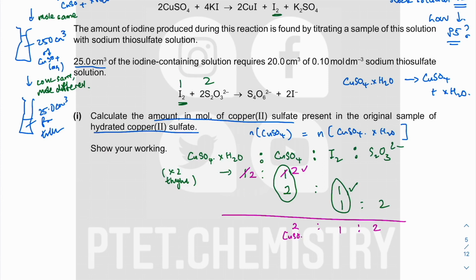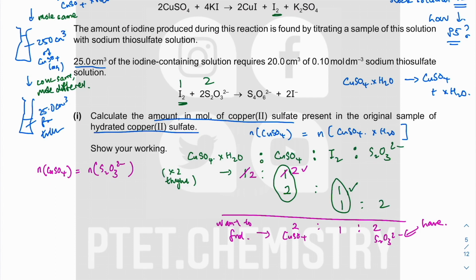Copper 2 sulfate and S2O3 2 minus. This is what we have. This is 1 to find. Okay, you can read the question and see what you have and what you want to find. Because there's 2 to 2, so the mole of copper 2 sulfate is equal to the mole of S2O3 2 minus. 2 mole of it give you 2 mole of it, right? So 1 mole of it give you 1 mole of it. I have just simplified it further.